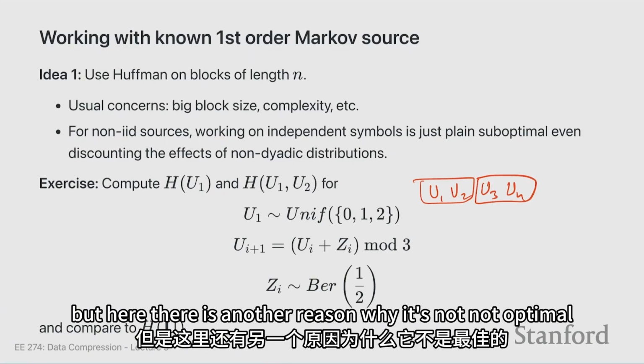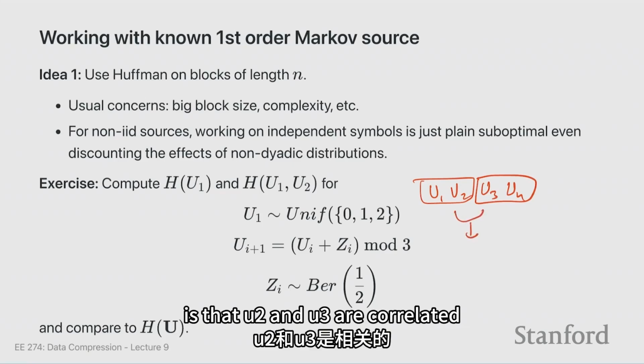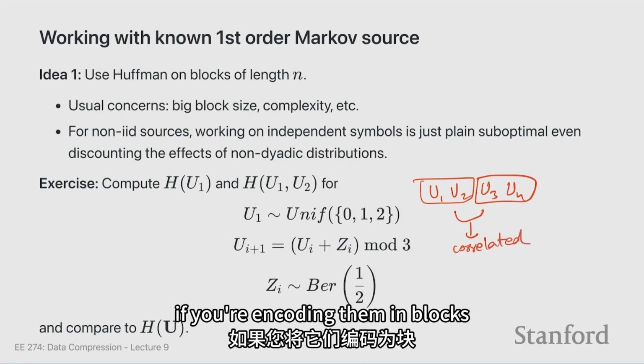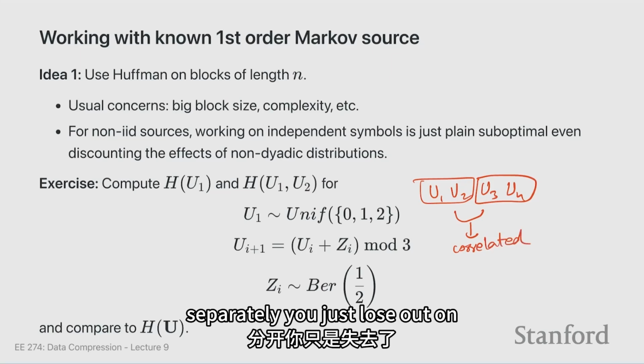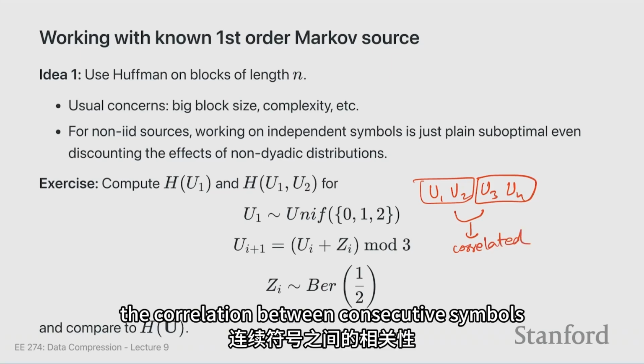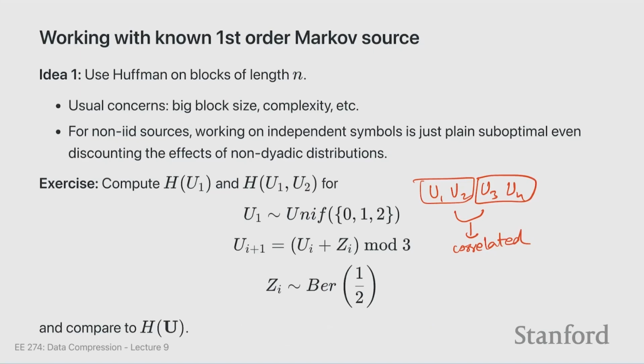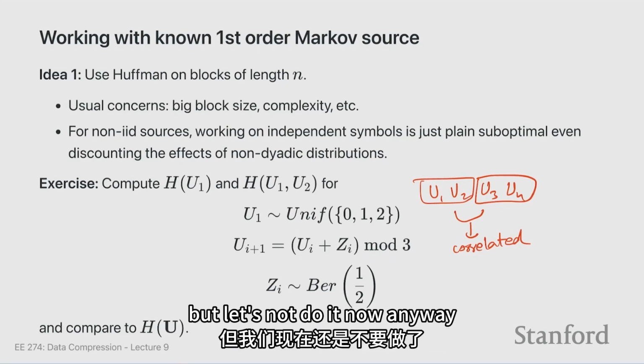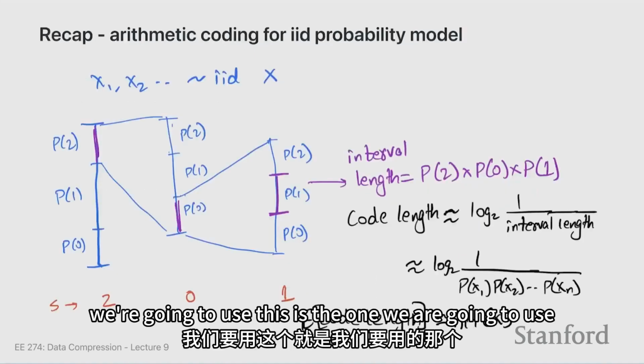But here, there is another reason why it's not optimal, which is that u2 and u3 are correlated. There is some correlation between u2 and u3. So if you're encoding them in blocks separately, you just lose out on the correlation between consecutive symbols. So with that in mind, do this exercise at home just to convince yourself of these things, but let's not do it now. Anyway, this technique is not something we are going to use. This is the one we are going to use.